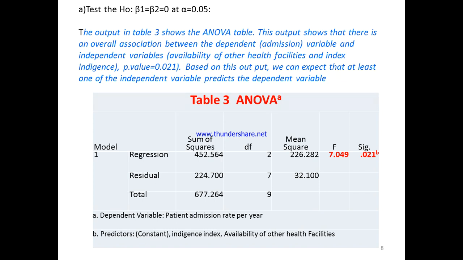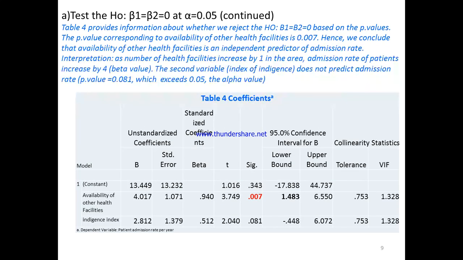So the Anova table tells us that there is an association between the two independent variables, which are availability of other health facilities and wealth index, and the dependent variable, which is admission rate to the hospital. When Anova is significant, at this point we have to suspect or expect that at least one of the independent variables will be an independent predictor of the outcome. That is the information that Anova provides.